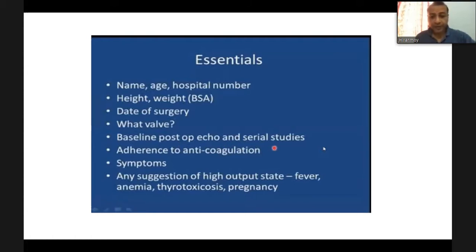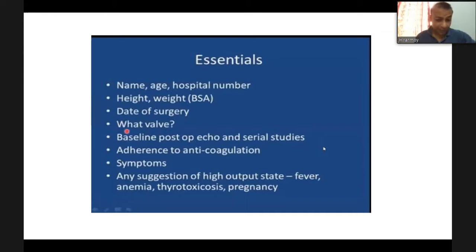Baseline postoperative echo and serial number. This is very important, the baseline postoperative echo, because it will tell you how the valve is working. Usually, after implantation of a prosthetic valve, particularly a metallic valve, an echo is done in hospital before discharge. Then after the first clinic visit, another echo is done, and after 4 to 6 weeks, when the hemodynamic profile of the patient has settled after a big operation, another echo is done. These 3 echoes are very important for subsequent follow-up of the patient.